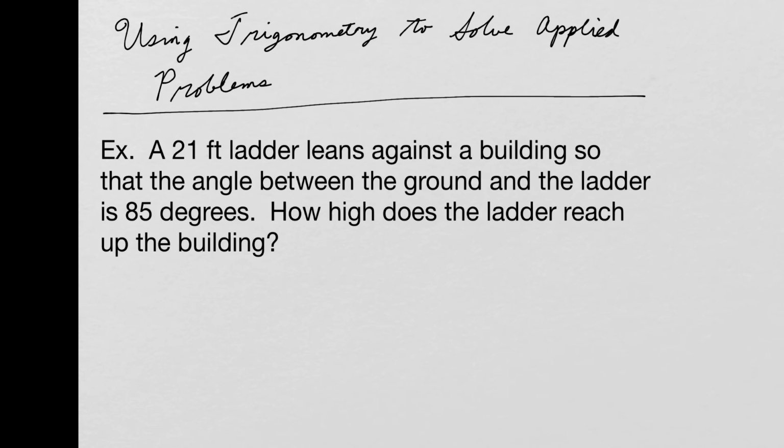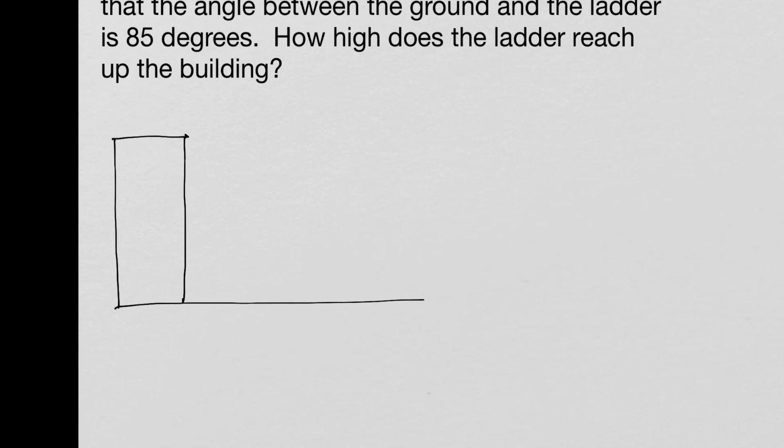Okay, so we're told that a 21-foot ladder leans against the building so that the angle between the ground and the ladder is 85 degrees. And the question is, how high does the ladder reach up the building? Okay, so we definitely want to draw a picture here, right? So let's say this is the building. This is the ground. Here's our ladder.